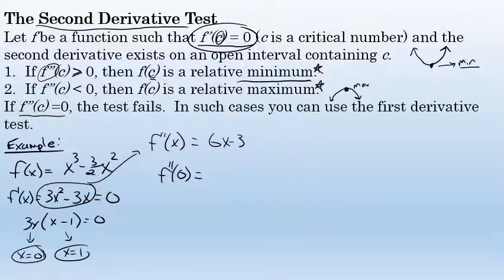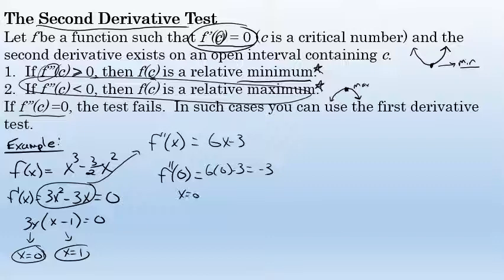The first critical number I'll look at is x equals 0. When I evaluate 0 in the second derivative, I get a negative 3. Since it's negative, that tells me that x equals 0 is a relative max. X equals 0 is the x value of a point that is a relative max value in this function's graph.